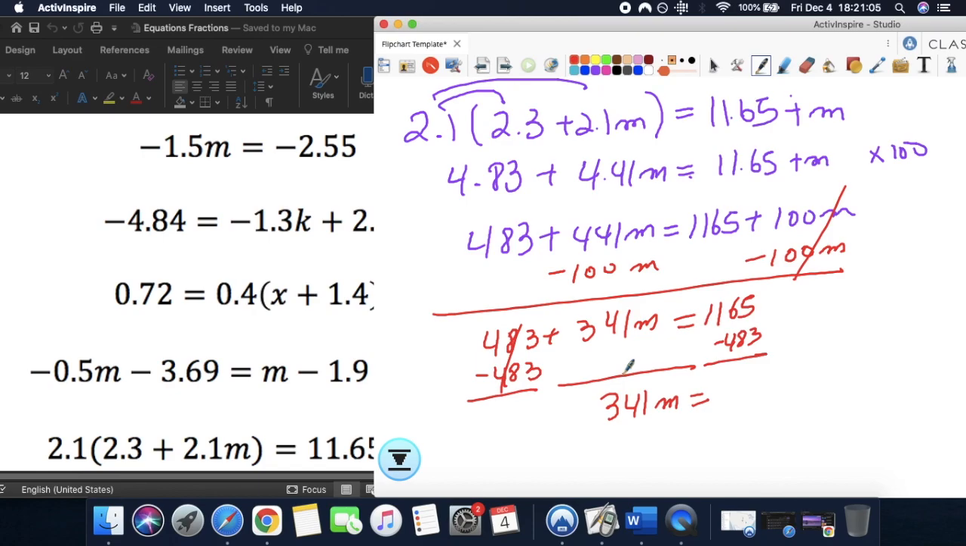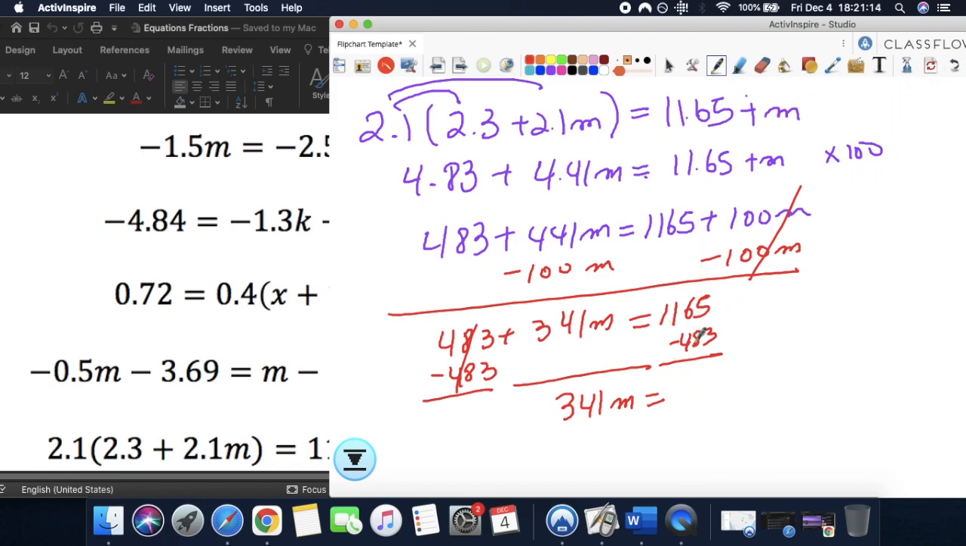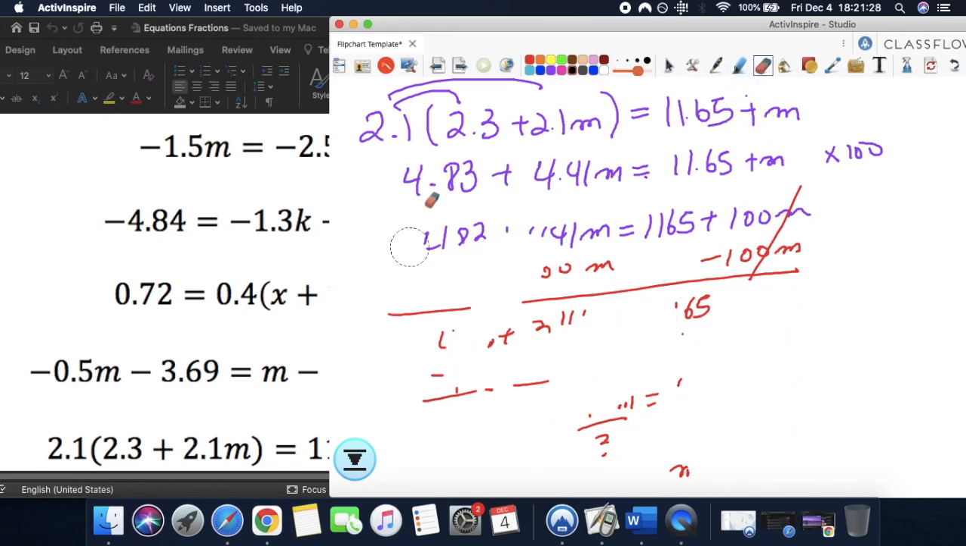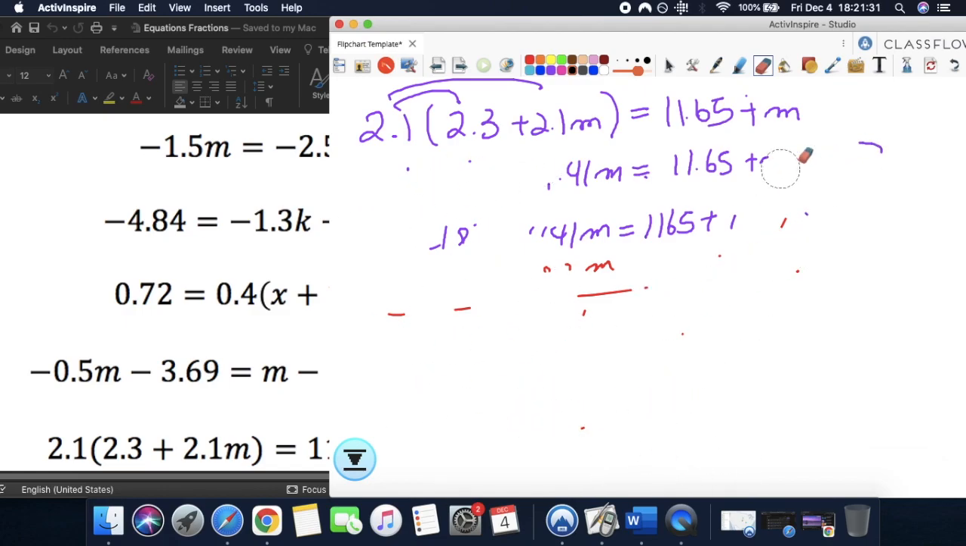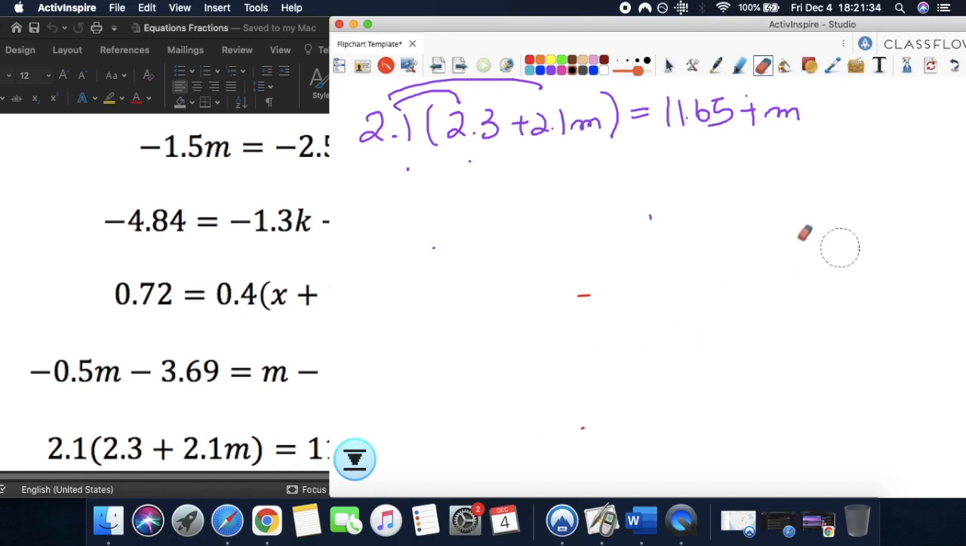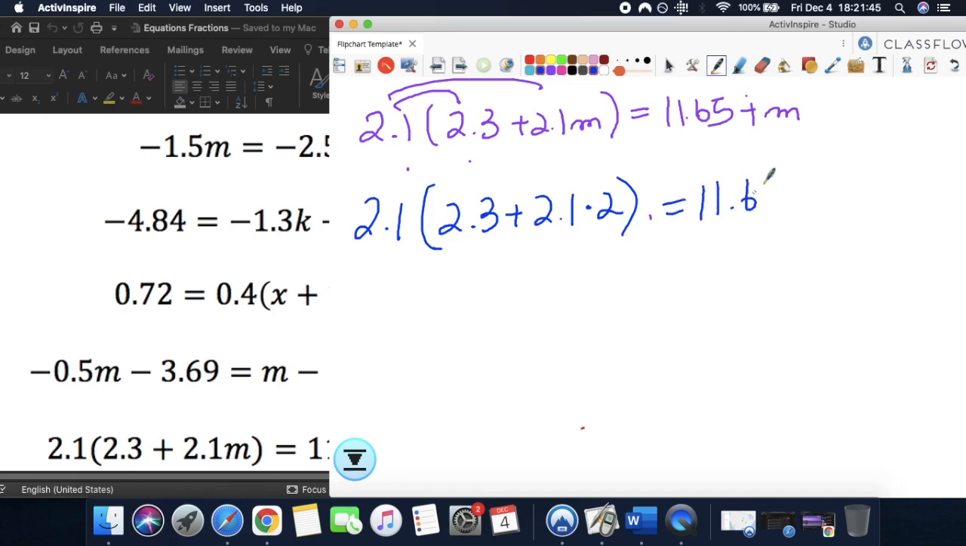Let's bring down 341m, and we get 1165 minus 483, that's going to give us 682. Divide both sides by 341, and we're going to get actually a nice number of 2. So m equals 2. Wow. So I'm going to erase this so I can go back to my original equation and replace the variable with 2, so I'm going to get 2.1 times 2.3 plus 2.1 times 2 equals 11.65 plus 2.